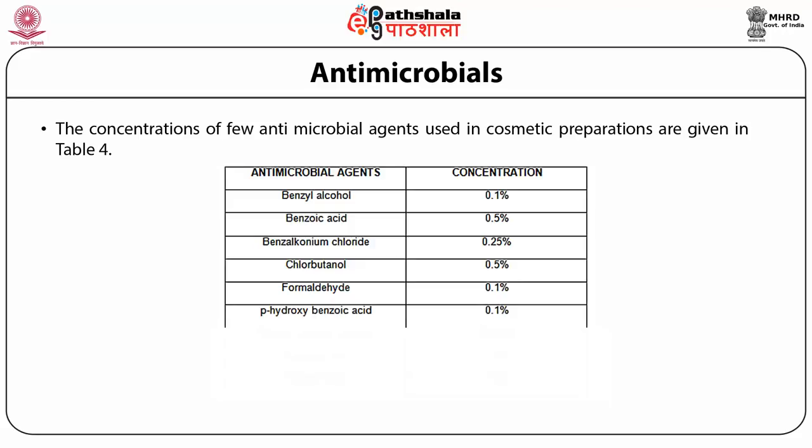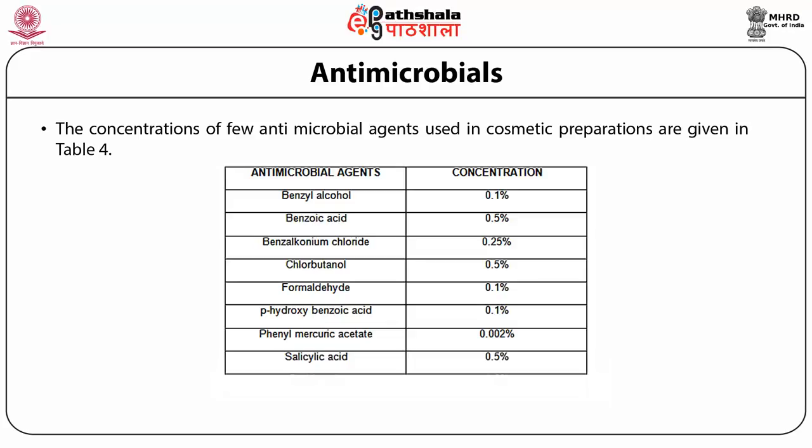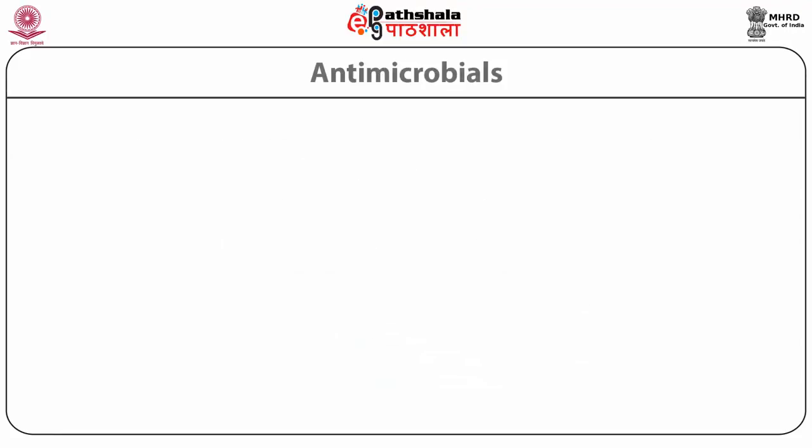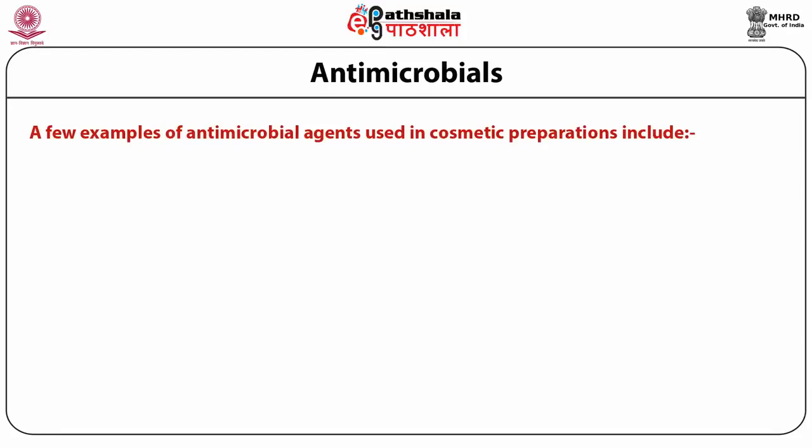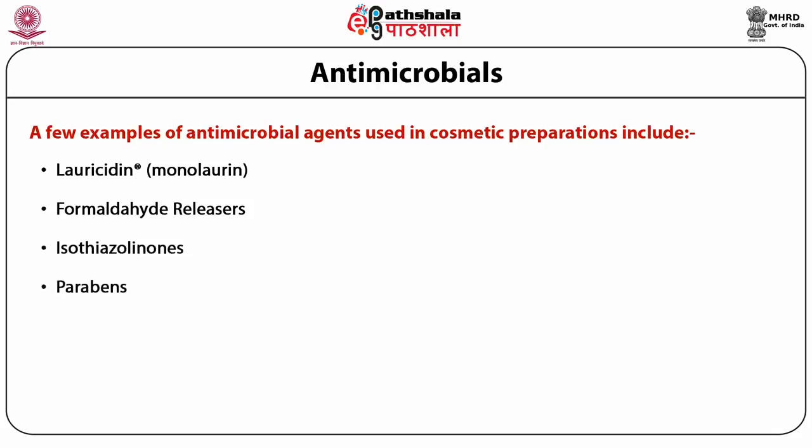A very widely used antimicrobial agent is phenylmercuric acetate, which is used in the concentration 0.002%. A few other antimicrobial agents used for the formulation of cosmetic preparations include salicylic acid in the concentration 0.5% and sorbic acid, which is used in the concentration 1% as an effective antimicrobial agent for cosmetic formulations. A few other examples of antimicrobial agents used in cosmetic preparations include monolaurin, formaldehyde releasers, isothiazolinones, parabens, organic acids, trichlorocarbons, and triclosan.